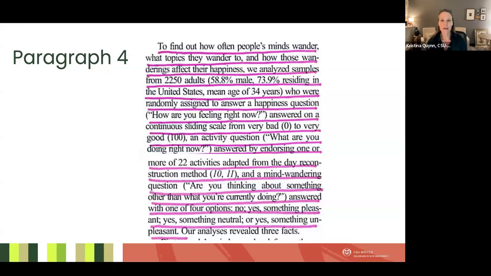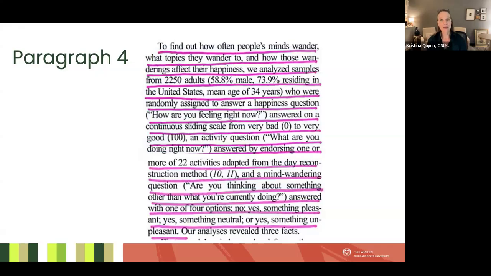that they used. So to find out how often people's minds wander, what topics they wandered to, and how those wanderings affected their happiness, we analyzed samples from 2,250 adults who were randomly assigned to answer a happiness question answered on a continuous sliding scale from very bad to very good, an activity question answered endorsing one or more of 22 activities adapted from the day reconstruction method, and a mind-wandering question answered with one of four options: no, yes, something pleasant, yes, something neutral, or yes, something unpleasant.